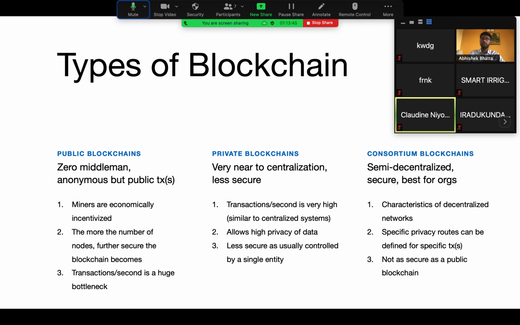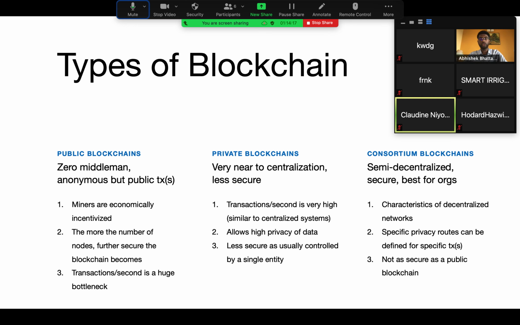An important point now comes on consortium blockchains. In the case of consortium blockchains, it is a mix of both. It is semi-decentralized. It is very near to decentralization actually, and quite decentralized. It is secure, and it is best for organizations like us, like banks, like governments. The best case scenario for them is to use a consortium or permission blockchain. A few characteristics are that it has the decentralized network characteristics.